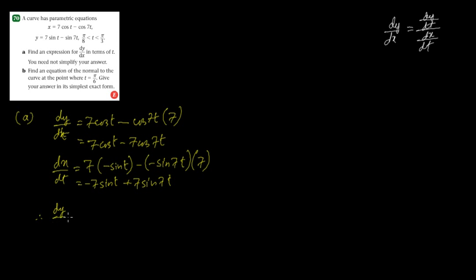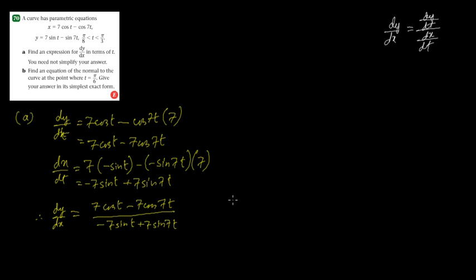So therefore dy by dx is dy by dt divided by dx by dt. So dy by dt is 7 cos t minus 7 cos 7t divided by we have dx by dt, which is minus 7 sine t plus 7 sine 7t.